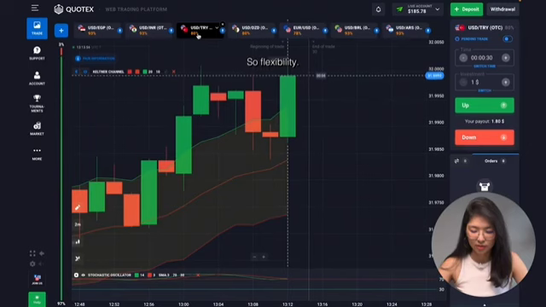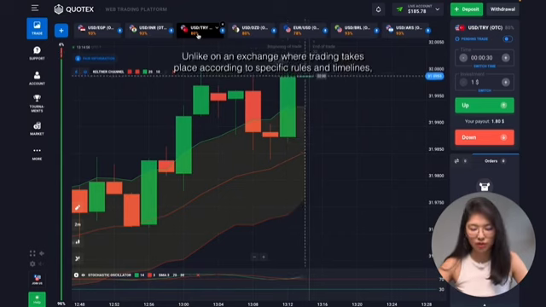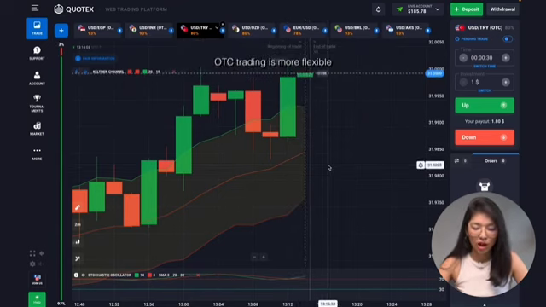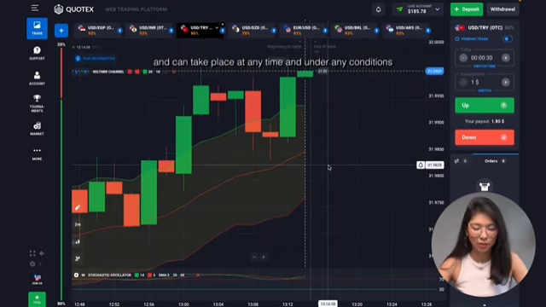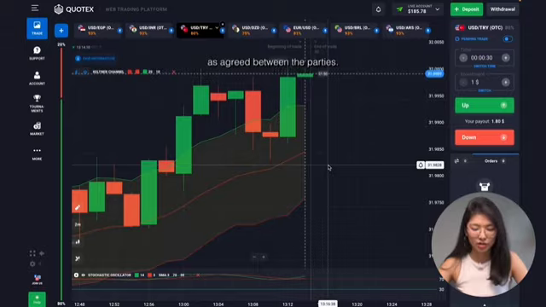So, flexibility. Unlike an exchange where trading takes place according to specific rules and timelines, OTC trading is more flexible and can take place at any time and under any conditions as agreed between the parties.